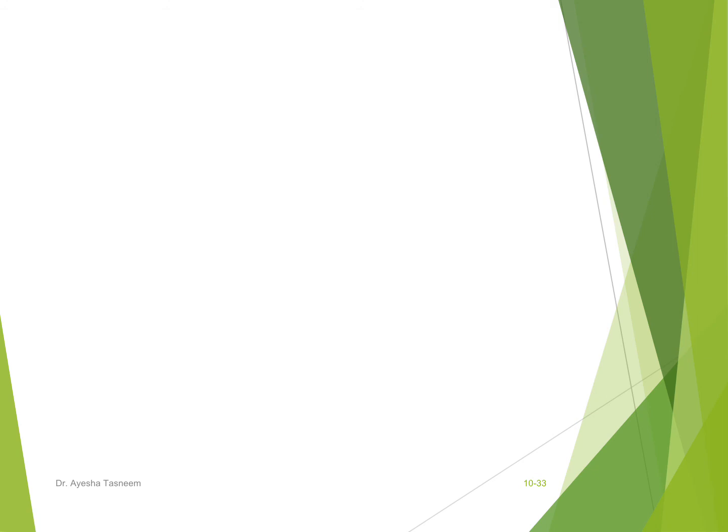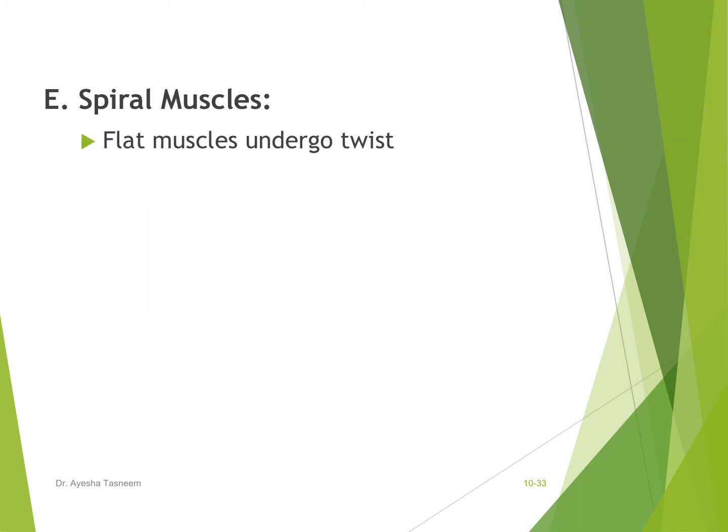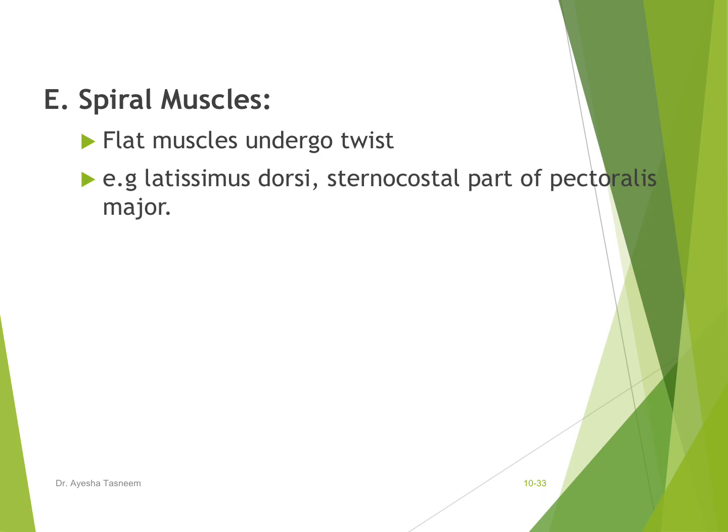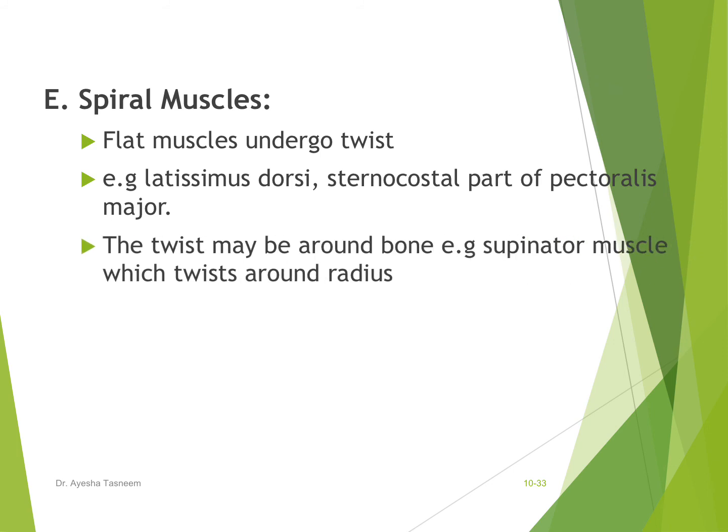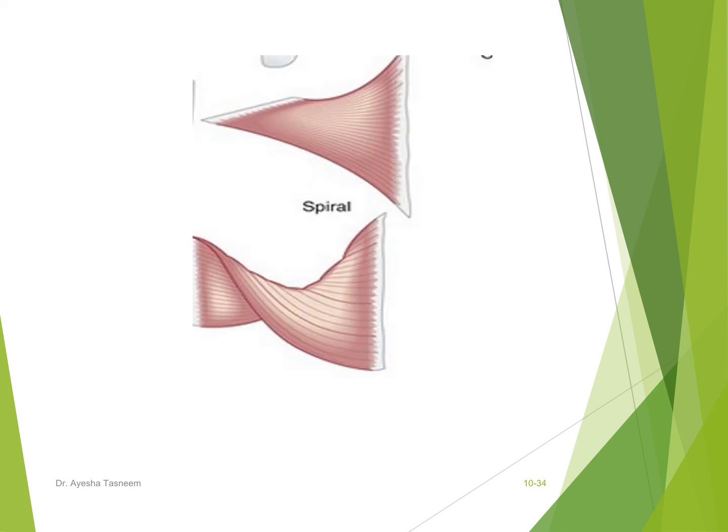Next we come to the spiral muscles. These are basically flat muscles that undergo twist. It means as they approach towards a narrow insertion from the broader origin, they may twist around a bone, or they show a little twist. Sometimes the twist may be around some bone, in case of supinator muscle, which twists around the radius. This is the figure of the spiral muscle.